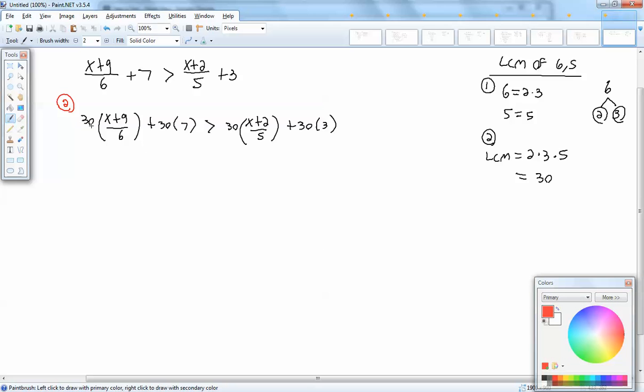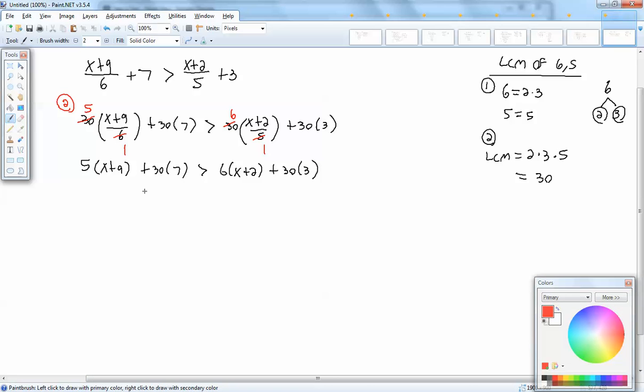Okay. 30 and 6 both divisible by 6. 6 divided by 6 is 1. 30 divided by 6 is 5. 5 and 30 both divisible by 5. 5 divided by 5 is 1. 30 divided by 5 is 6. Now I'm going to write down what I have left before I multiply it through. So we got 5 times x plus 9 plus 30 times 7 is greater than 6 times x plus 2 plus 30 times 3.